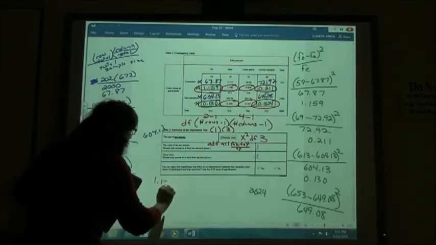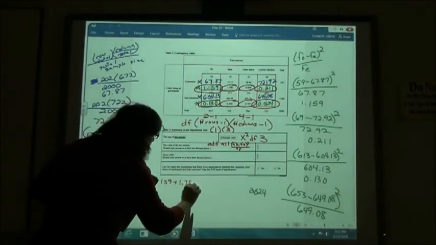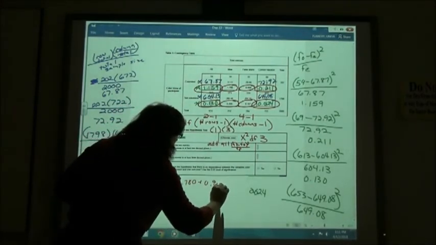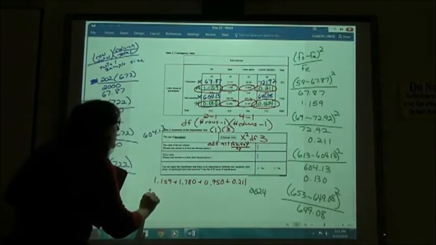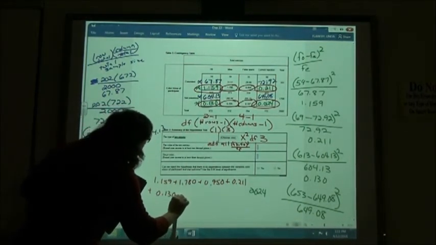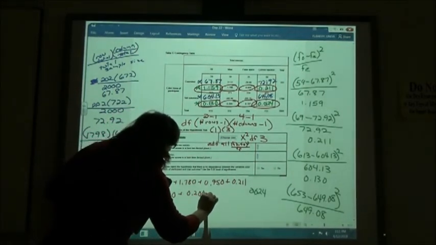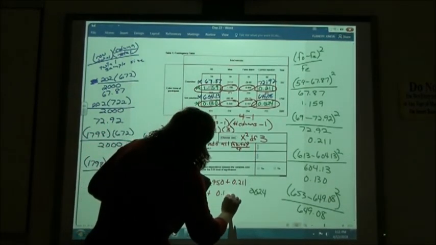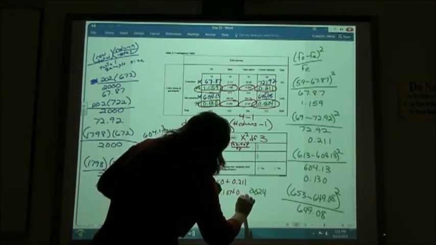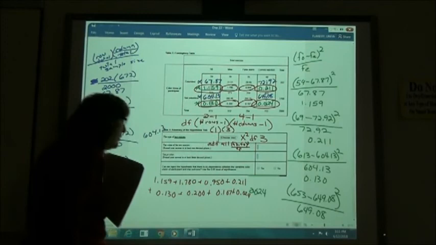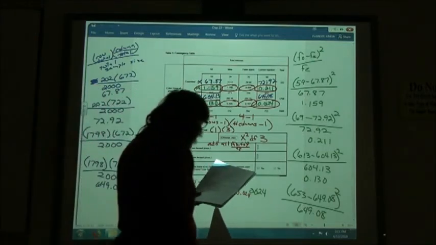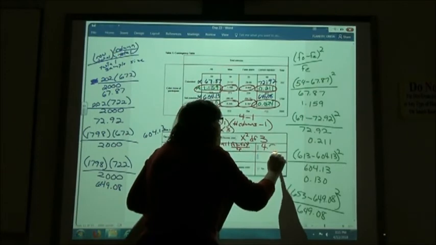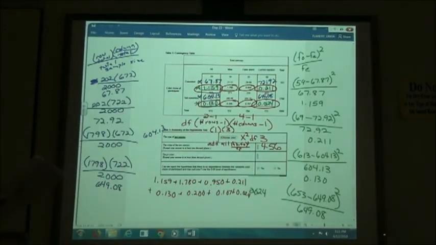So 1.159 plus 1.780 plus 0.950 plus 0.211 plus 0.130 plus 0.200 plus 0.107 and 0.024. So all of those numbers that I circled, we're going to add all of those up. That's going to be the value of our test statistic. And if you add those up, you should get 4.56. 4.56 should be your total.